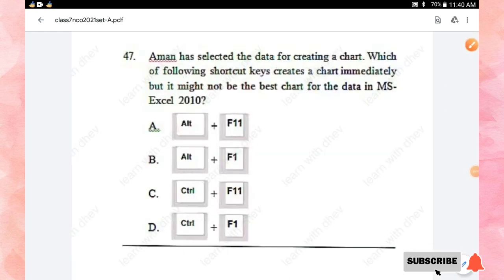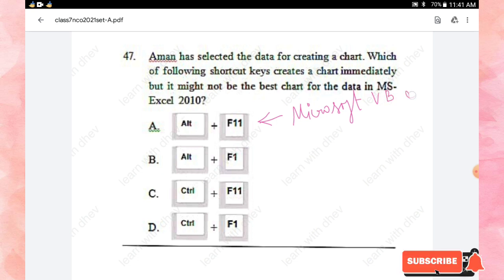Question number 47. Aman has selected the data for creating a chart. Which of the following shortcut keys creates a chart immediately, but it might not be the best chart for the data in MS Excel 2010? The first shortcut key is Alt plus F11. So when you press these keys, it will open Microsoft VB Editor application. Right. Next, when you press Alt plus F1 key, it would embed a new chart in the datasheet.